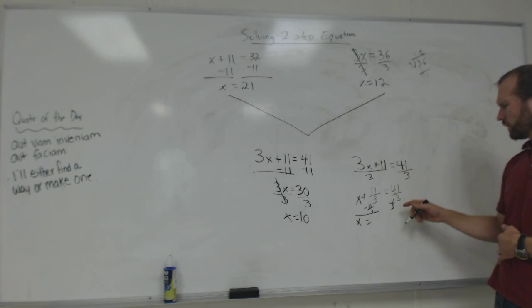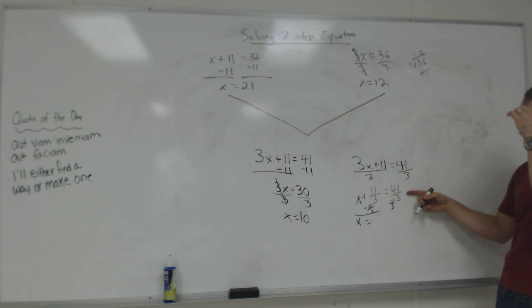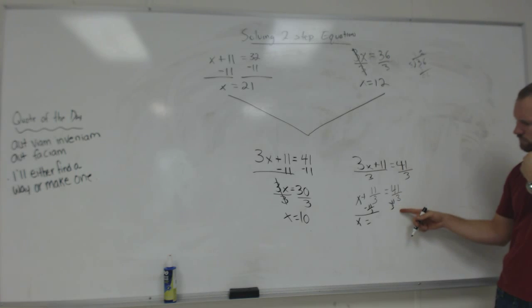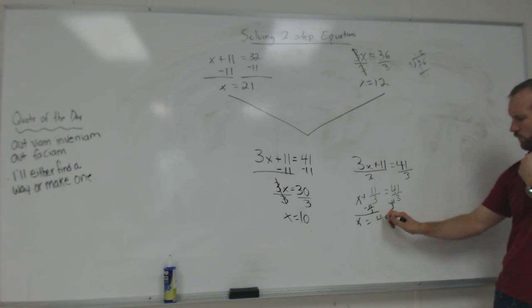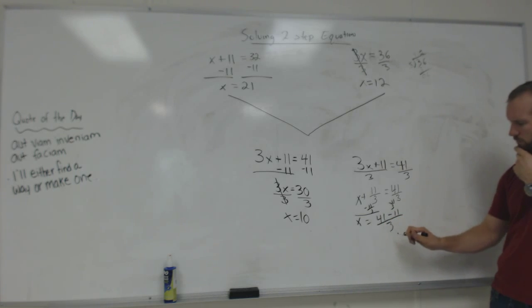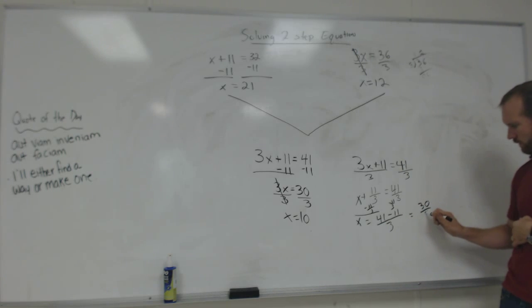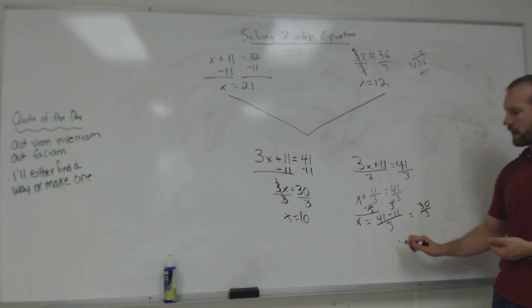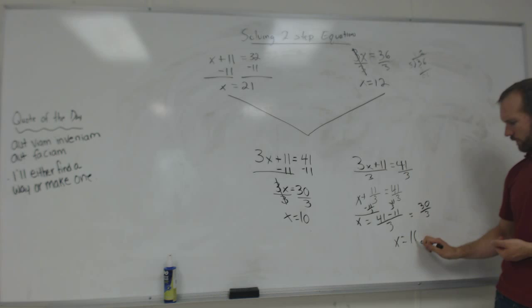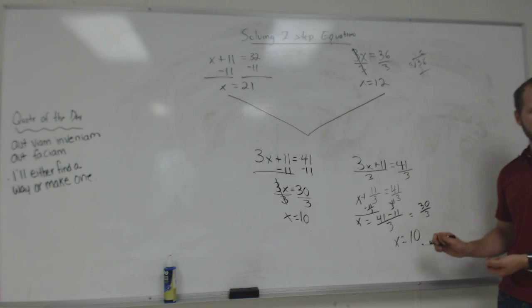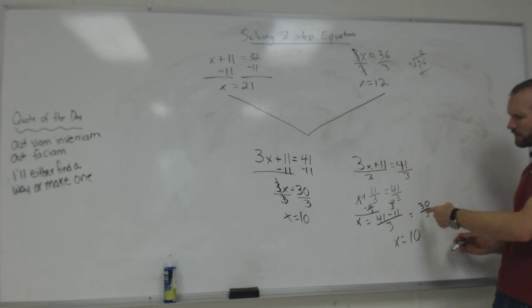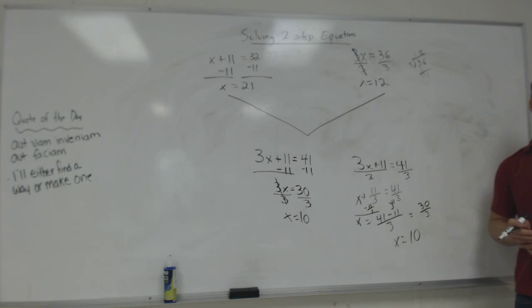So x is going to equal 41 thirds minus 11 thirds. So that's 41 minus 11 thirds. Now 41 minus 11 is 30 thirds. Oh, and 30 thirds, that's the same as 10. So I do get the same answer in the end, but there's more steps to getting there, and we're going to deal with more fractions in getting there. Okay?